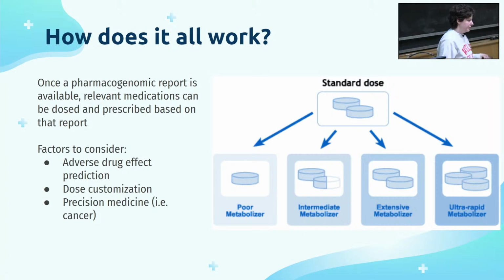So once you have a pharmacogenomic report, you take it and apply it to the drugs you're looking at and to the metabolism that's been reported. When you're determining what to do with the drug, you want to look at adverse effects, dose customization, and precision medicine. That is very strongly used in cancer indications, because we want to give someone medications that will kill their specific cancer and not just hope it will kill their cancer.